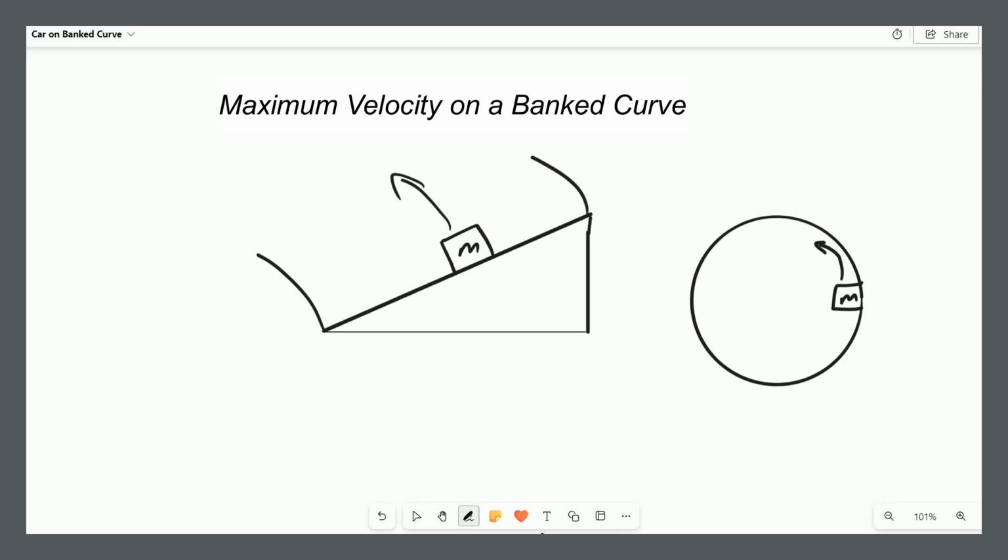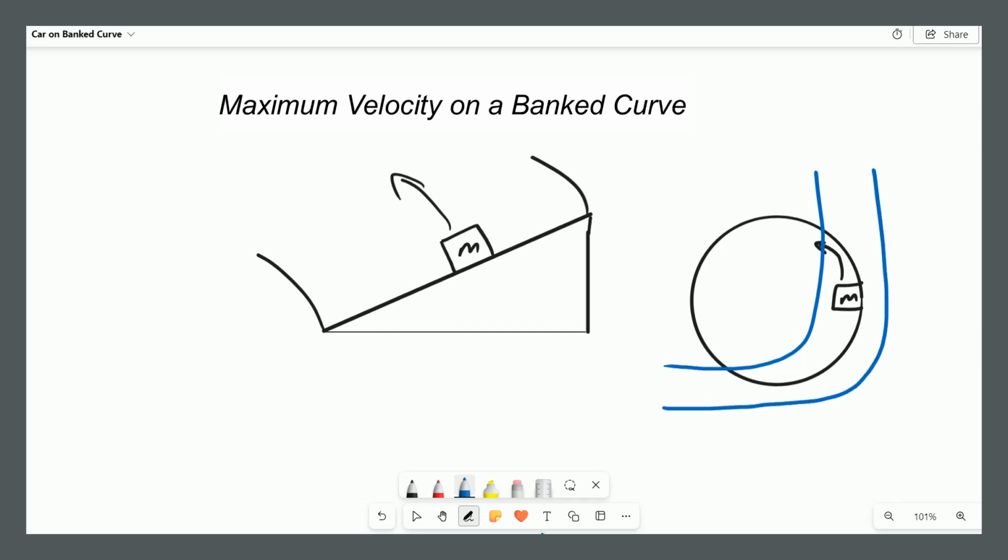moving along a curve. And this doesn't have to be a circular road, because the road could be making a turn like this, right? So the car is on a circular path for a certain period of time.